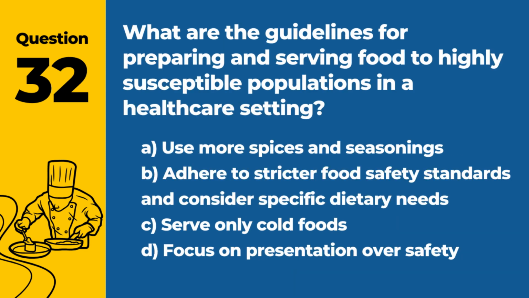Question 32. What are the guidelines for preparing and serving food to highly susceptible populations in healthcare setting? A. Use more spices and seasonings. B. Adhere to stricter food safety standards and consider specific dietary needs. C. Serve only cold foods. D. Focus on presentation over safety.